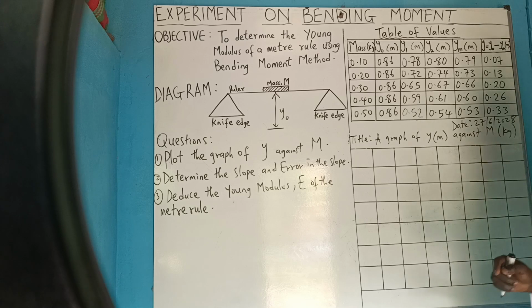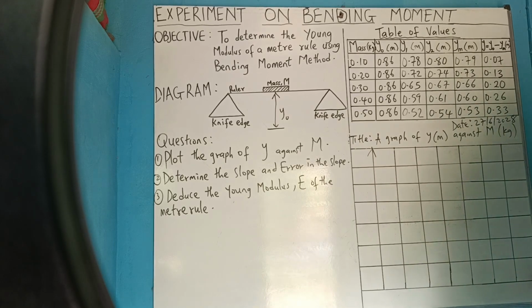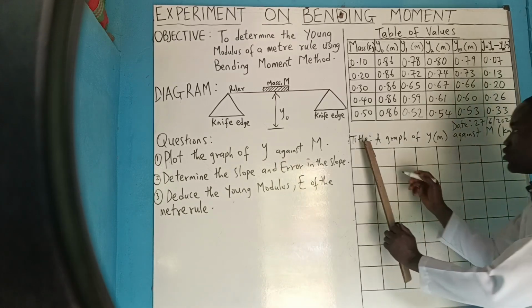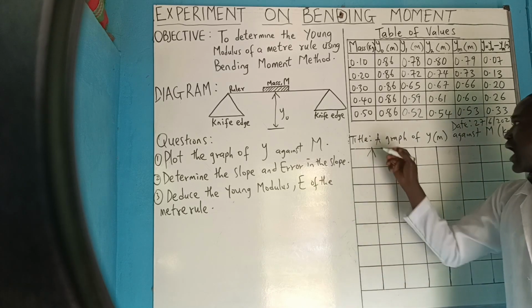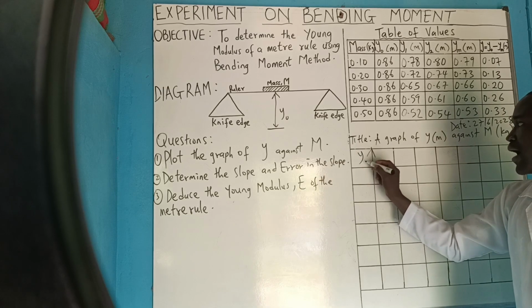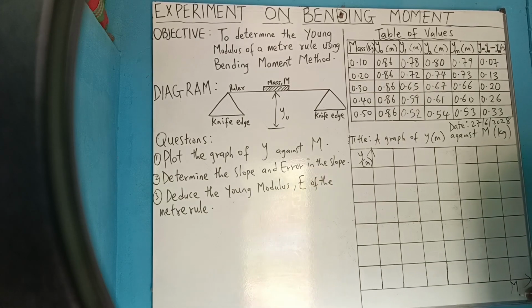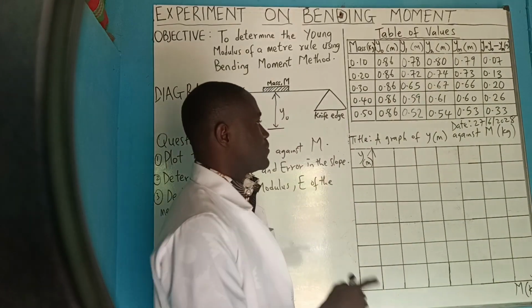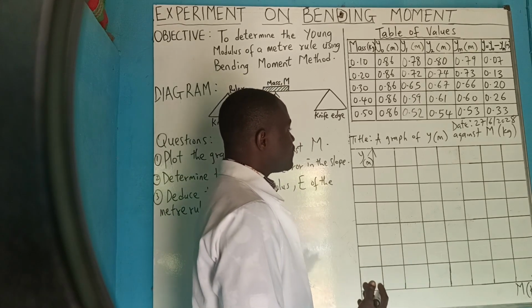Then the next thing you have to do is to draw your Cartesian axis and label it appropriately. It's already drawn. So when you put your ruler, you draw it, you label it. How do I label it? I call here my y, the unit is in meter, and I will call here my mass, the unit is in kg. Can you see it?